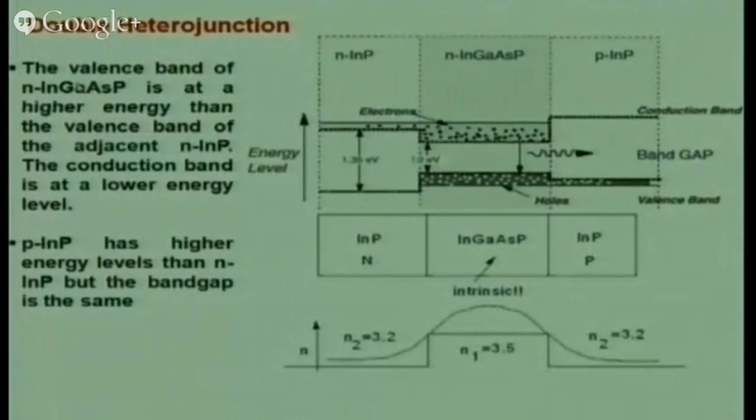So the valence band of the active layer is at a higher energy level than the valence band of the adjacent N-type indium phosphide. The conduction band of this material is at a lower energy level, so as to confine the carriers.